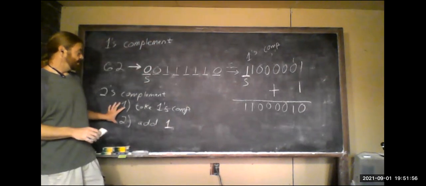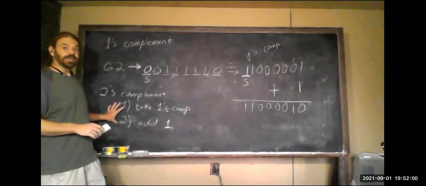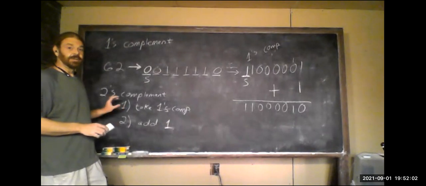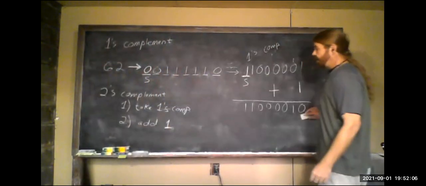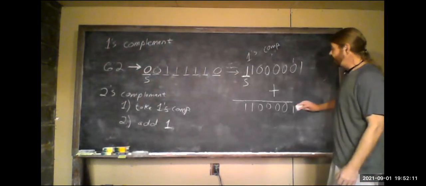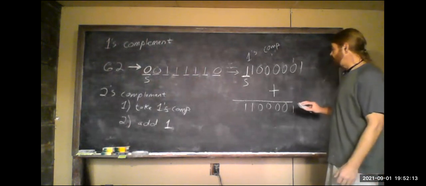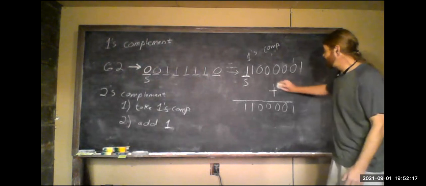But everybody get that process written down? And then we'll go through a couple examples real quick here. So we take the 1's complement and then add 1 to get the 2's complement. And then that gives us a negative number we can work with. Is it okay if I erase this? We can do some quick examples.